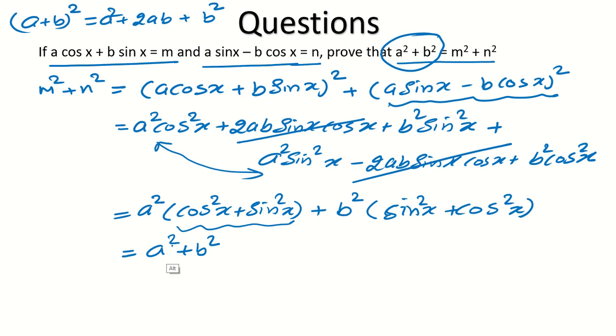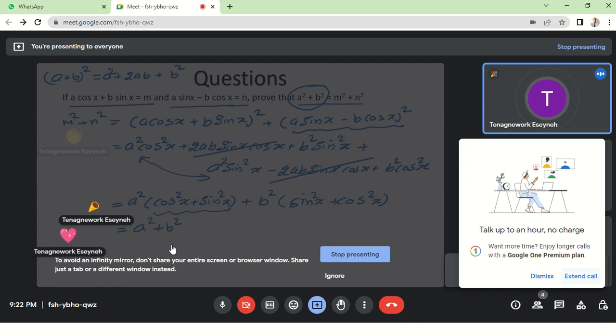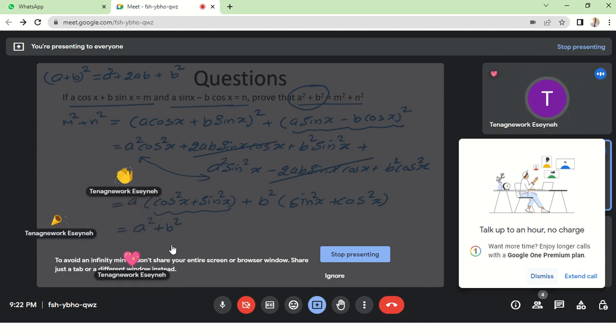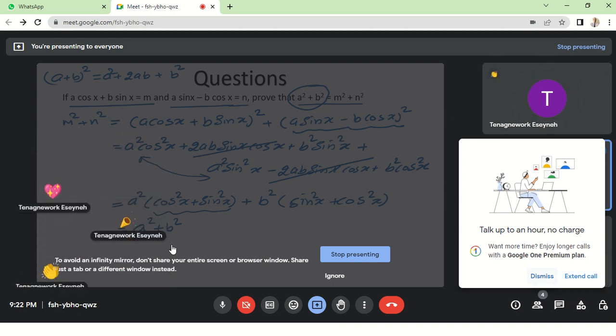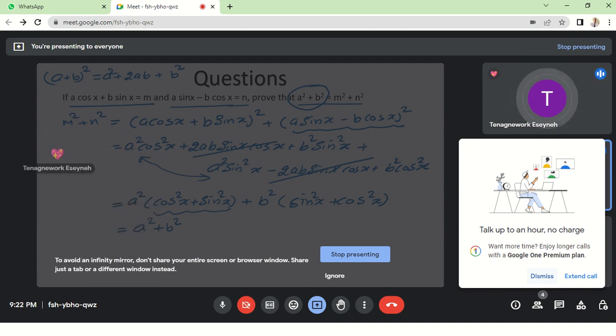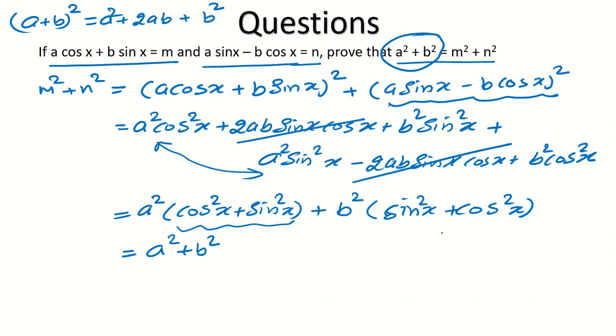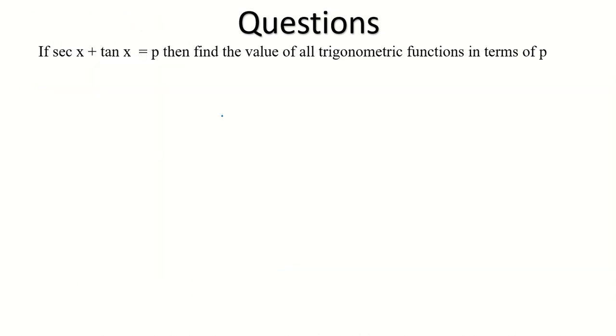Now another question can be, if sec x plus tan x is equal to p, then find the value of all trigonometric functions in terms of p. So what will it be? See, first we have to solve this identity and we have to get the value of p. So this is sec x plus tan x is equal to p.